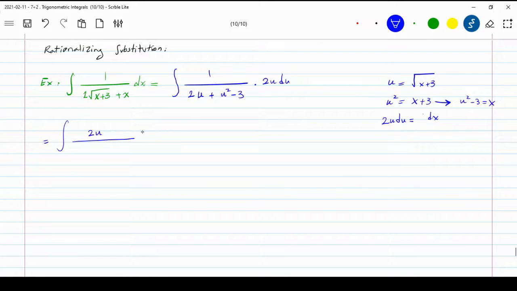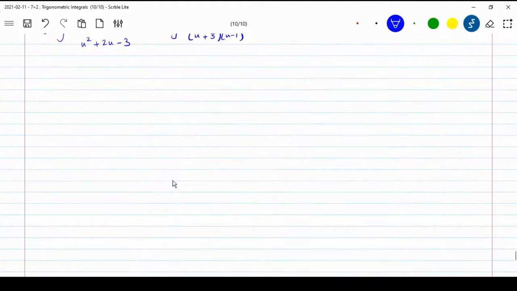I have 2u, and here du, and in the denominator we have u squared plus 2u minus 3. Now, if at this point they ask you to calculate this integral, you should be able to do that. First, you look at the denominator to see if you can factor it. We just talked about integration through partial fractions. So you see if I can factor the denominator. And you notice you can do that by saying u plus 3, u minus 1, du.